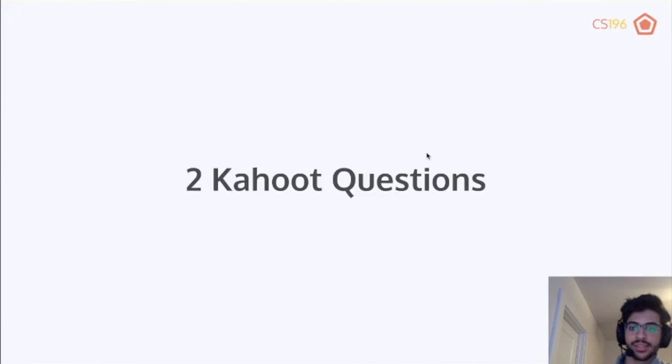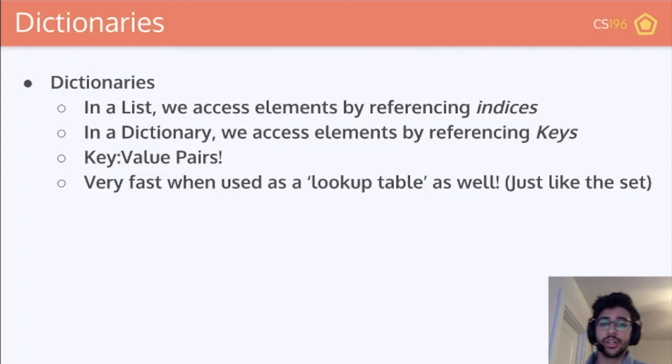So next, the dictionary. Dictionaries are another data structure. In lists, we access elements by referencing indices. But with dictionaries, rather than referencing indices, we reference keys.